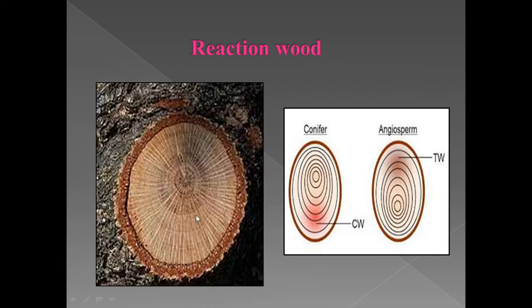So this figure shows reaction wood, which is different from normal wood, and here are the types of reaction wood: compression wood and tension wood. Compression wood is shown in conifers, while the tension wood type is shown in angiosperms.